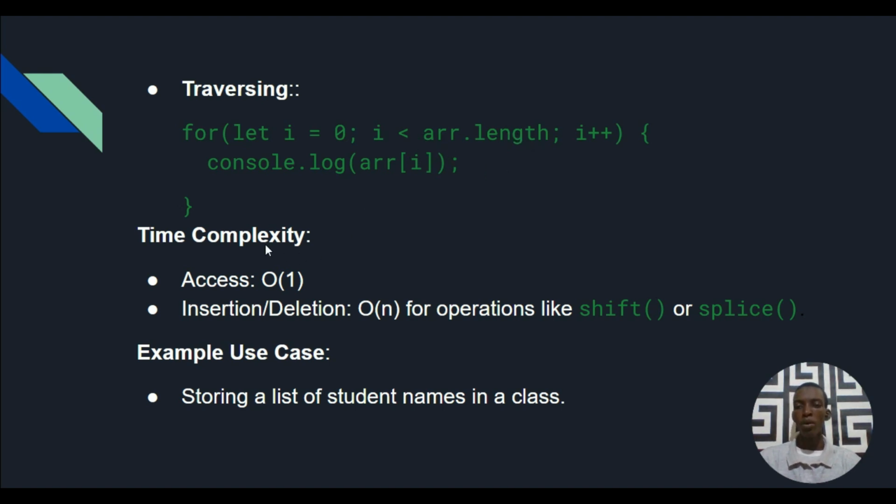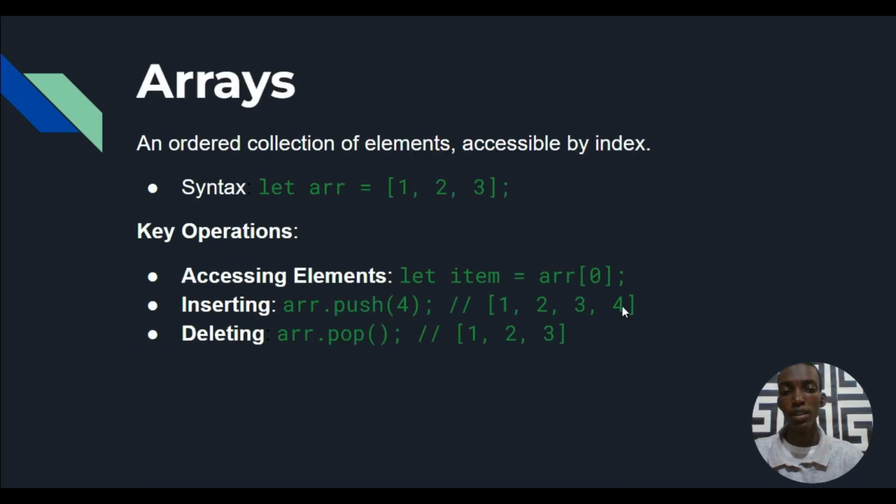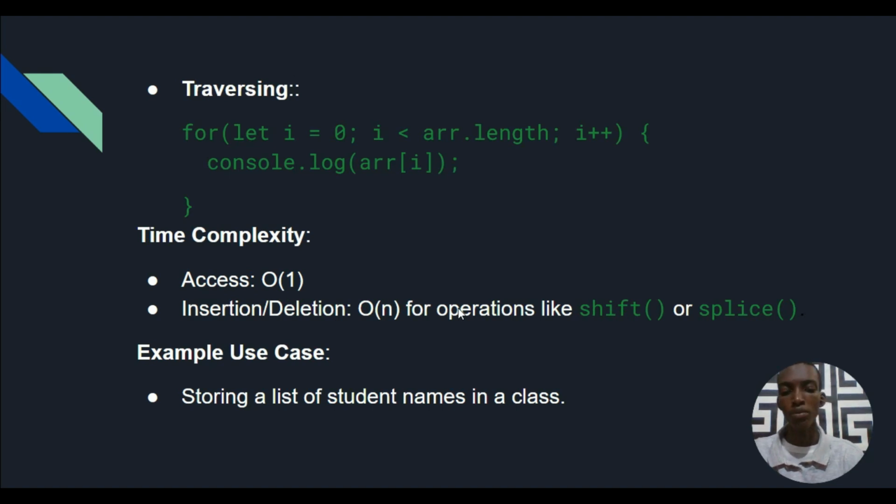When we talk about time complexity, it is the amount of time it takes for the computer to run an algorithm. For access we say O(1). For insertion and deletion we say O(n), for operations like shift or splice in JavaScript. So remember, the shift we use for removing the first item in the array. That's what we use the shift for.